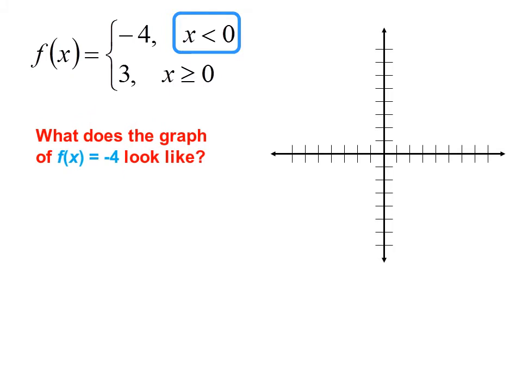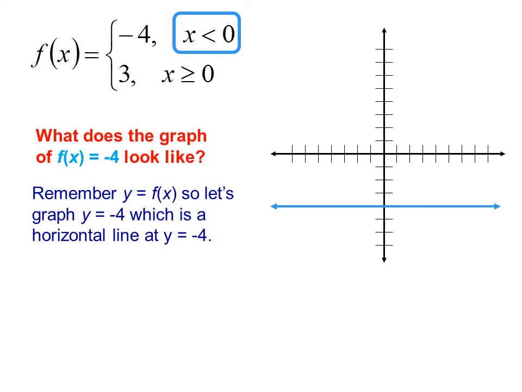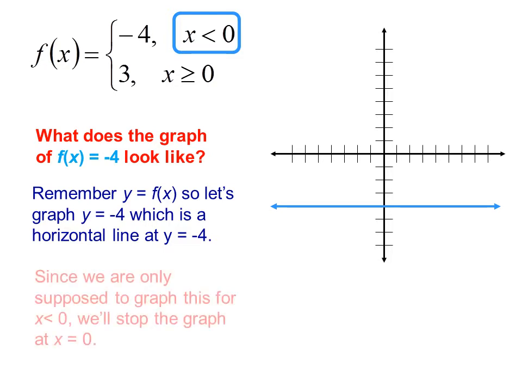Just like the last example, f of x equals -4 is going to be y equals -4 as a graph. It looks like a horizontal line right at y equals -4. But since our domain is anything less than 0, we're going to stop the graph right at x equals 0. Are we going to use an open or closed circle here? You guessed it. Because of the less than symbol here, we're going to use an open circle. So it stops right here.